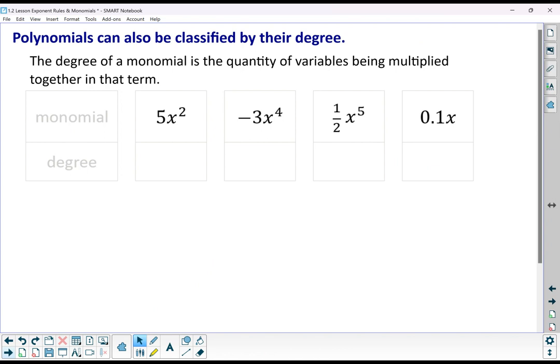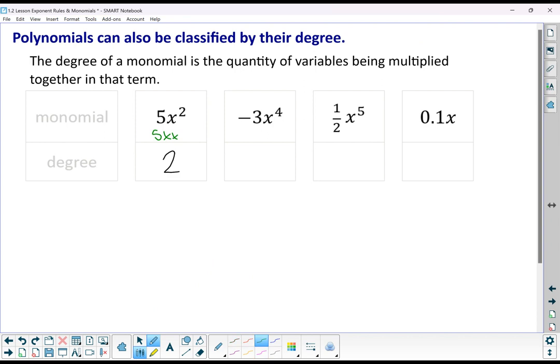Polynomials can also be classified by their degree, and as you go into Math 3 next year, you'll talk a lot more about the degree of a polynomial. It can reveal a lot of things about the graph of the polynomial. Anyway, the degree of a monomial is the quantity of variables that are being multiplied together in that term. So in my first monomial, 5x squared, I have a 5 multiplied by an x multiplied by an x. So you can see that that term has 2 variables that are being multiplied together, 2 x's. So this would be degree 2.